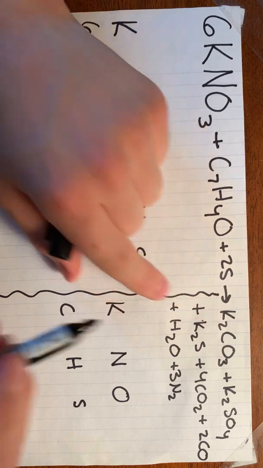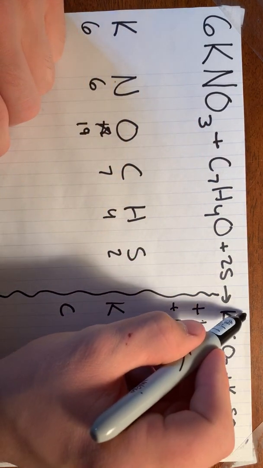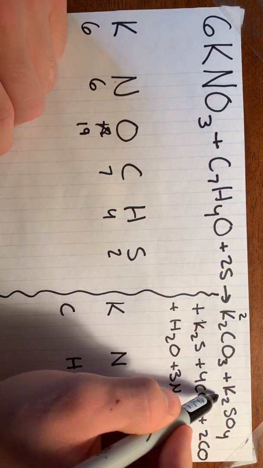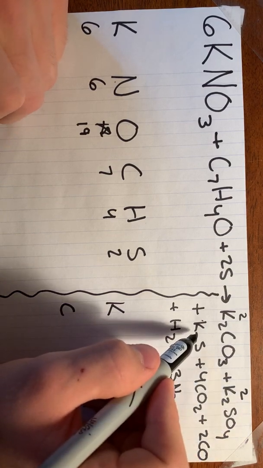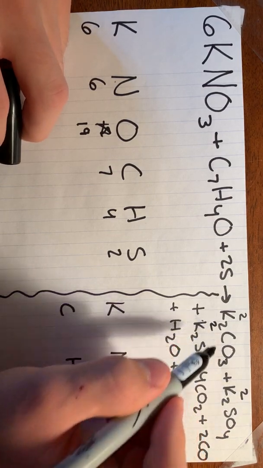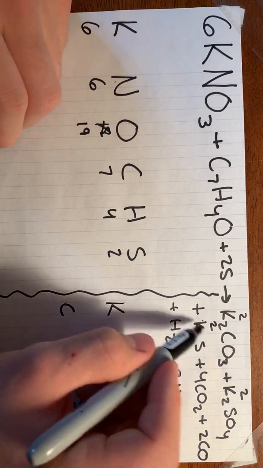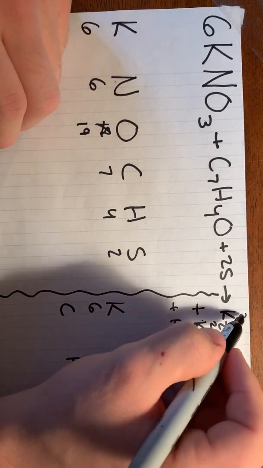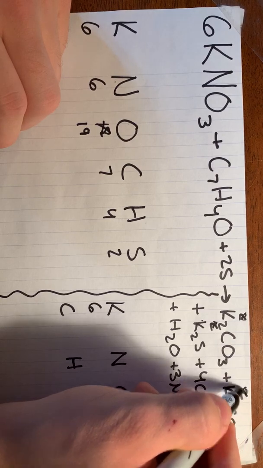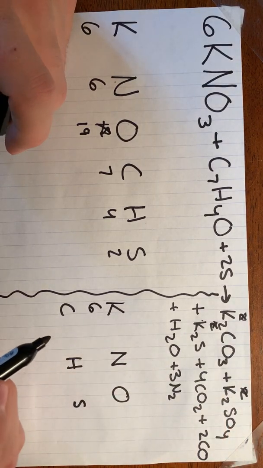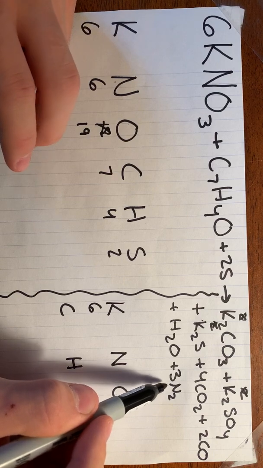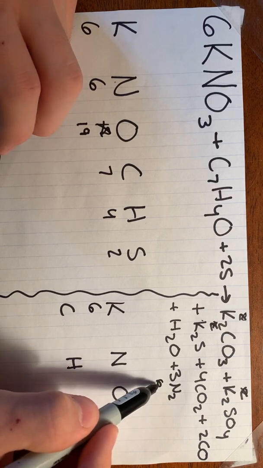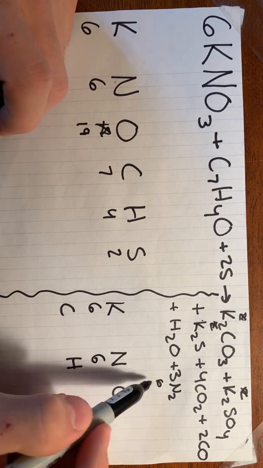There are two potassium, so I'm going to write 2 up here. There's 2 potassium in potassium sulfate, and then there's 2 in potassium sulfide, and that's it for potassium. So in total there's 6, and I'm just going to cross these out so I don't get confused. And then next is nitrogen. Let's see where all the nitrogens are, and there's only 6 nitrogen right here, so there's 6.